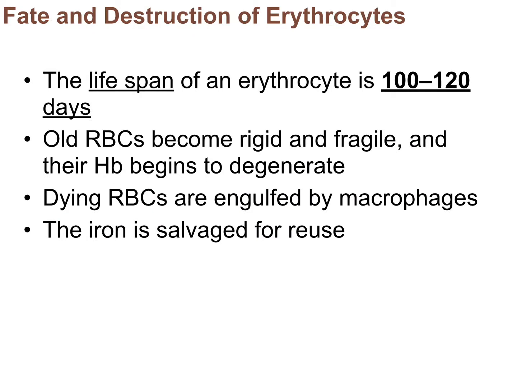So the lifespan of a red blood cell is about 100 to 120 days. They get old, fragile, the hemoglobin starts to degenerate, and so when the red blood cells die, we send macrophages over to engulf them and get rid of all the debris. We take the iron and we salvage it to reuse it. In fact, we only lose iron in the body through blood loss, and so iron will always get recycled otherwise.